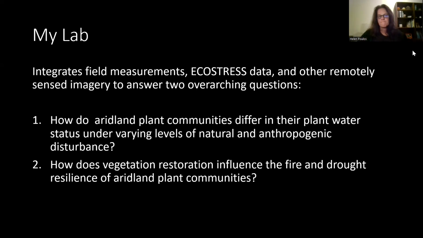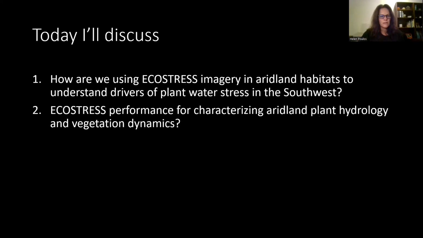And so this jeopardizes the capacity of these arid land plant communities to provide these really critical ecosystem services to humanity and wildlife. And so my lab is integrating field measurements, the EcoStress data, and other remotely sensed imagery to answer two overarching questions. One is, how do arid land plant communities differ in their plant water status under different levels of natural and anthropogenic disturbance? And then secondly, how does vegetation restoration influence the fire and drought resilience of arid land plant communities? So these are the two broad research questions that my lab is addressing right now.